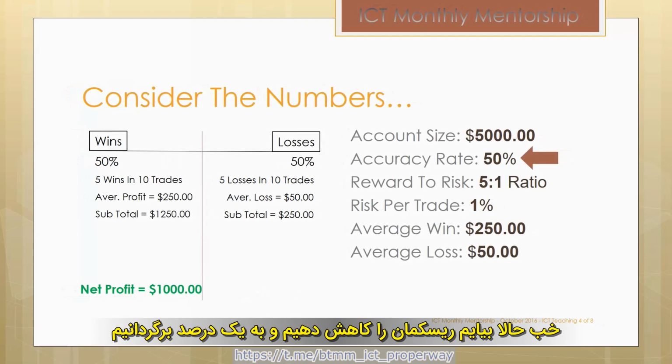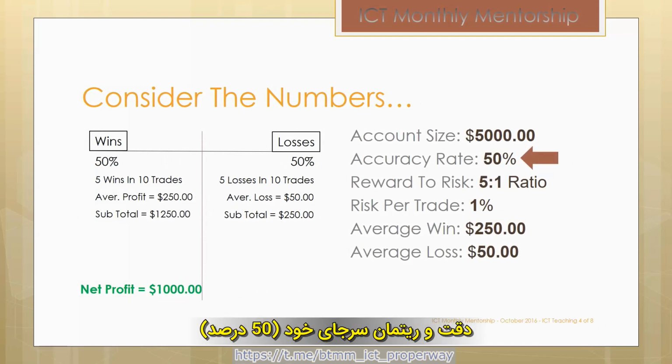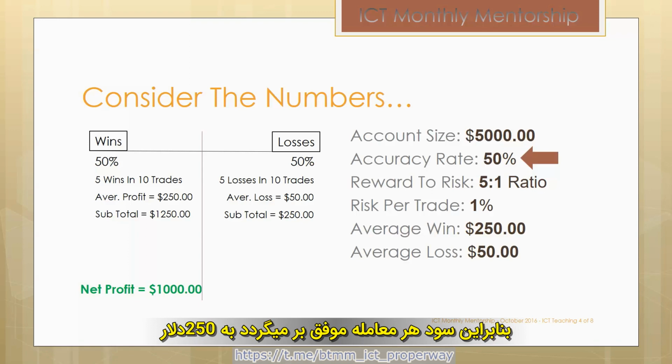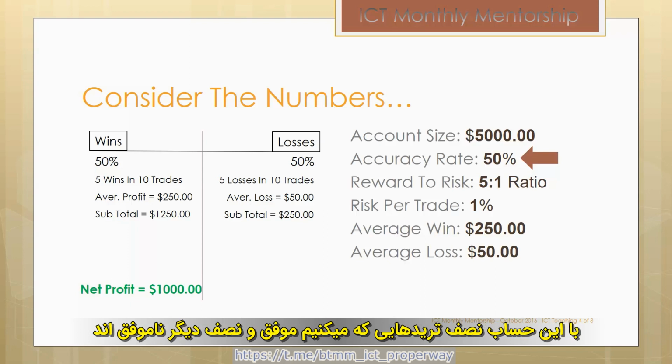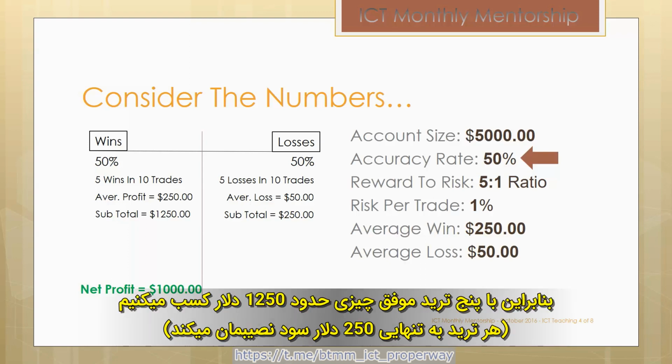Accuracy rate of 50%. Our reward to risk model stays at 5-to-1, but we're going to lower our risk per trade to 1%. That means the average win drops back down to $250 per win, and the average loss is down to $50 per loss. Our hit rate, we're going to say, is 50-50 still. That means 5 winning trades out of 10. Average profit is $250, and 5 wins at $250 brings us a subtotal of $1,250.